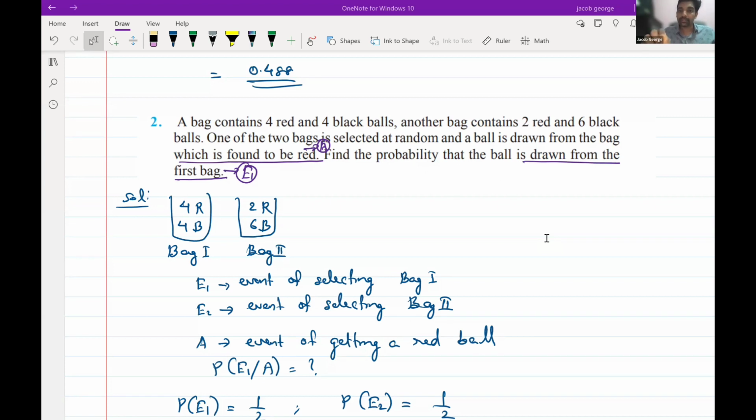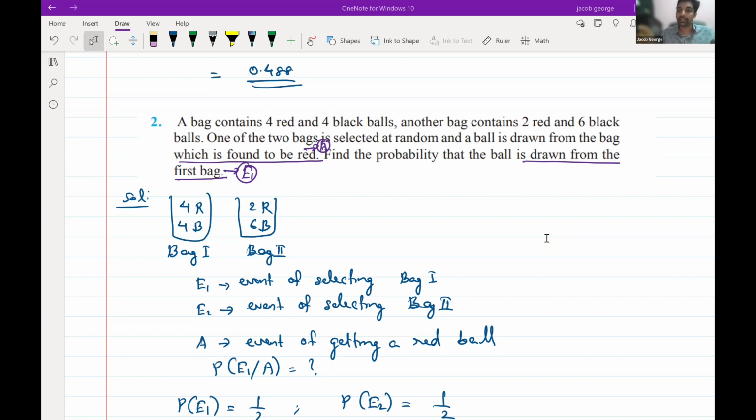One of the bags is selected at random. So we are going to take E1 and E2. E1 be the event of selecting bag 1, E2 be the event of selecting bag 2. So P of E1 will be 1 by 2 because there are 2 bags, 1 will be selected. P of E2 also will be 1 by 2. Now, which is found to be red? So this will be capital A.